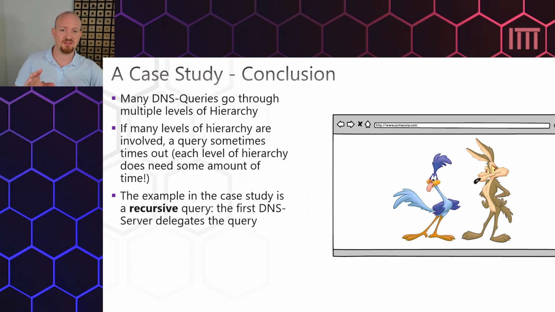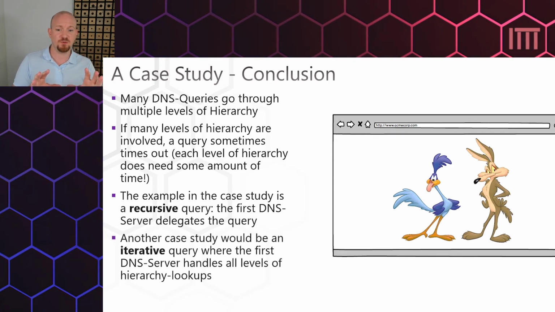The example in the case study is called a recursive query. That means the first DNS server delegates the query to the other DNS servers. Another case study would be an iterative query. That's when the DNS server who is asked first, in our example the one local in our network, handles all levels of hierarchy lookups itself. So it will ask the first DNS server, then it will ask the second DNS server, then it will ask the third DNS server, and then it will itself return the response. So there are recursive queries and iterative queries.